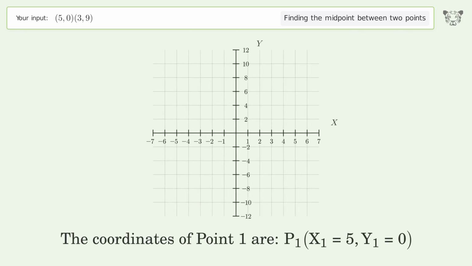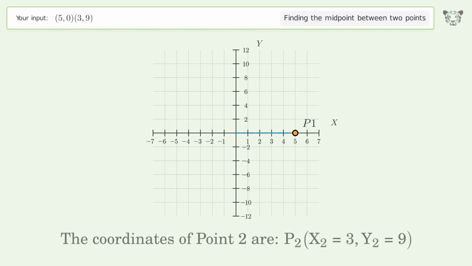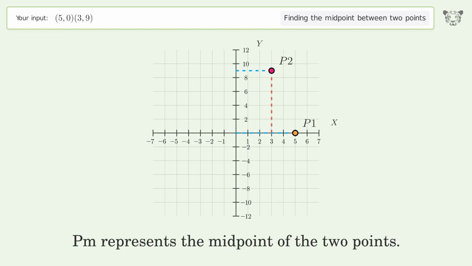The coordinates of point 1 are x1 equals 5, y1 equals 0. The coordinates of point 2 are x2 equals 3, y2 equals 9. PM represents the midpoint of the 2 points.